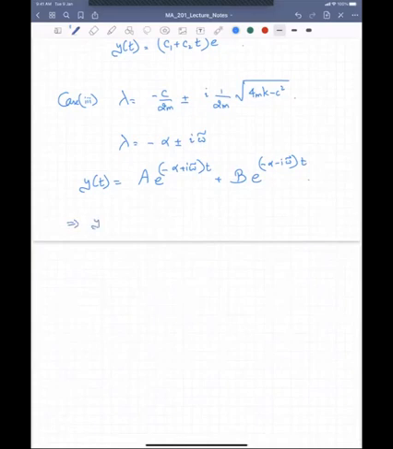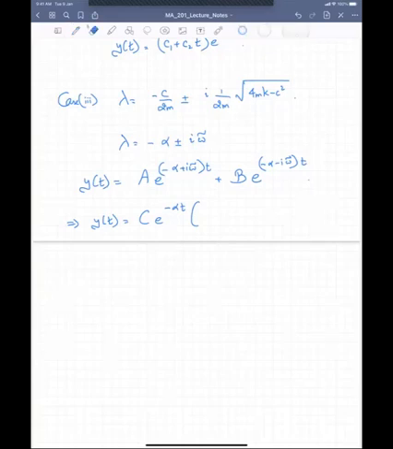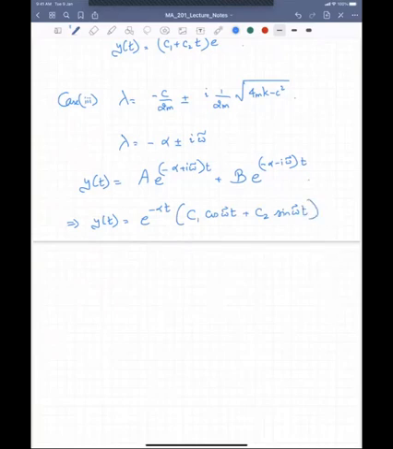So this can be equivalently written as y of t equals some e to the minus alpha t times some c1 cosine omega tilde t plus c2 sine omega tilde t. Or I can write this as some constant times e to the minus alpha t times sine of omega tilde t plus some phase delta. So all these forms are equivalent.